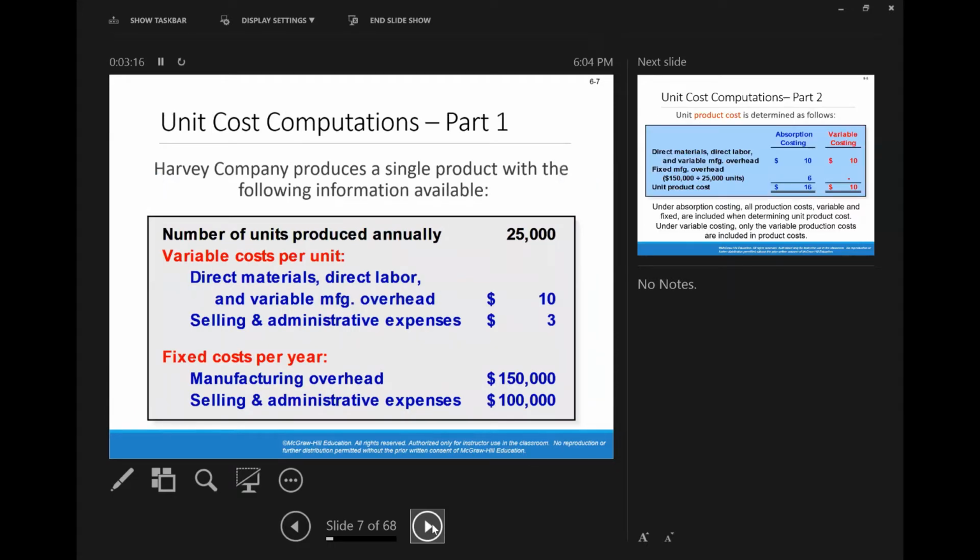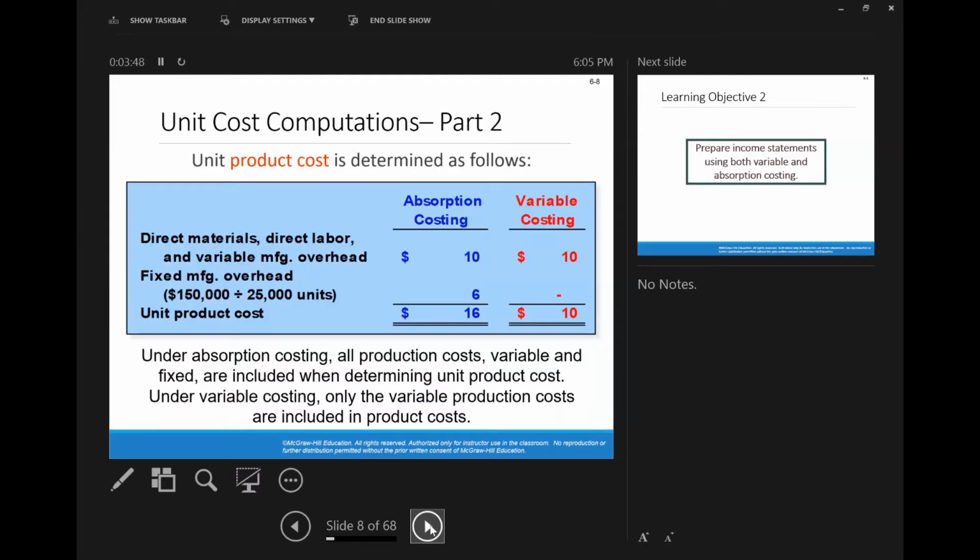Okay, so we have Harvey Company produces a single product, the following information. So we're producing 25,000 units annually. The variable cost per unit, we have direct materials, direct labor, and variable manufacturing overhead at $10, and selling and admin at $3. Then it gives us our fixed cost. So we have manufacturing overhead at $150 and selling and admin at $100. So it'll break this out for you so you know what numbers to pull in when you're trying to calculate for your units when it's telling you what's sold and what's still left in inventory.